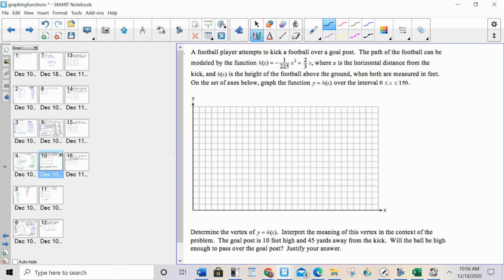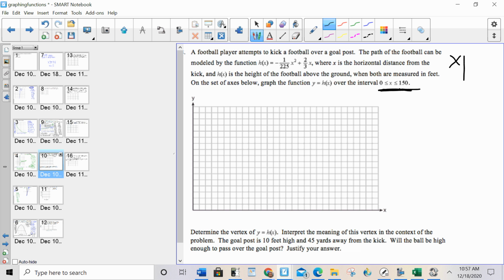It's telling me it wants me to graph it from 0 to 150. So I know that my table is going to go from 0 to 150. Am I going to plot all those points? No. I'm only going to plot the nice points from 0 to 150.